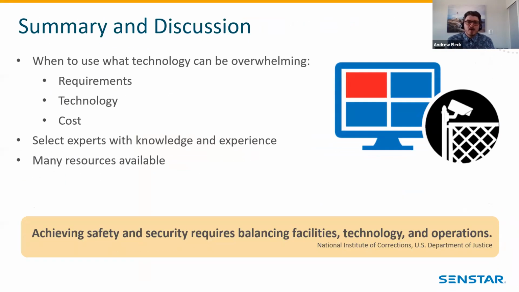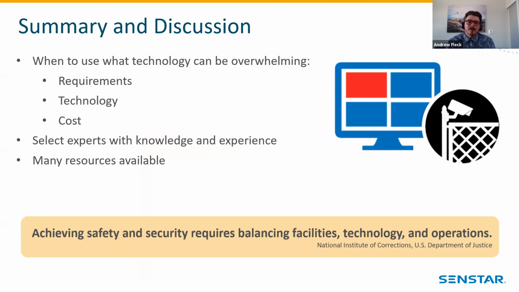So the last thing that I wanted to talk about today, to summarize everything, was how, yes, perimeter is overwhelming. Yes, the Senstar product portfolio is overwhelming. Yes, I just scratched the surface and we can talk about this for hours. But the message that I want to come out of here today is that the requirements are more important than the technology, and the technology is more important than the cost.